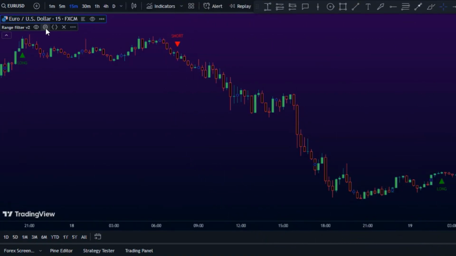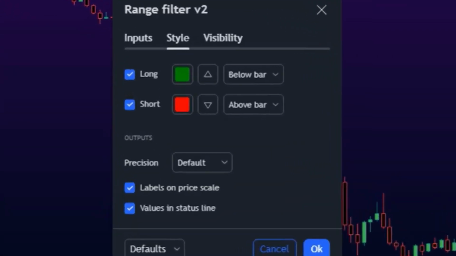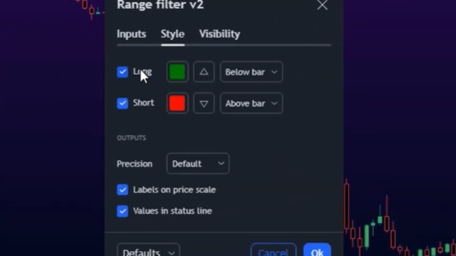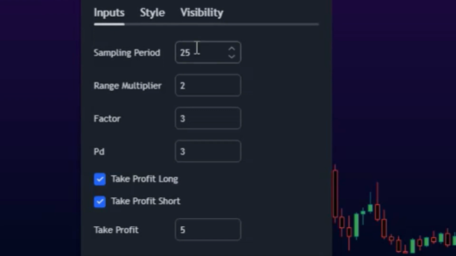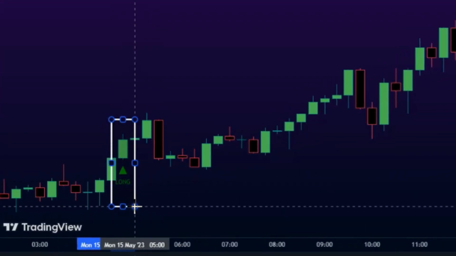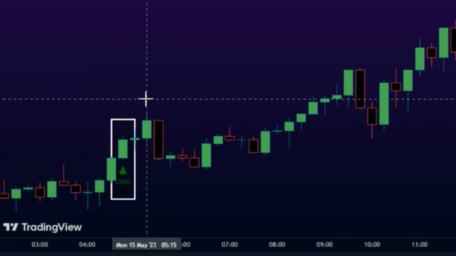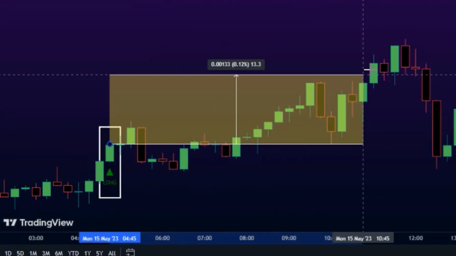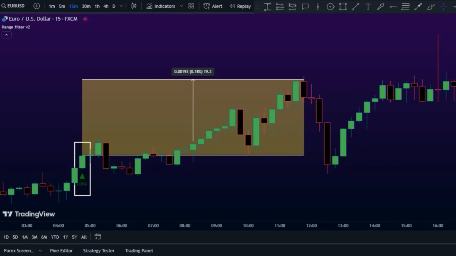Alright, now we're gonna fine-tune this indicator's settings to reveal the trades with the highest odds of success. First, under the Inputs tab, adjust the sampling period to 27 and then change the range multiplier to 3. Making these small changes will sift through the clutter and bring the cleanest signals into focus. With these filter settings in place, you can place your long and short trades based on the new and improved indicator signals.